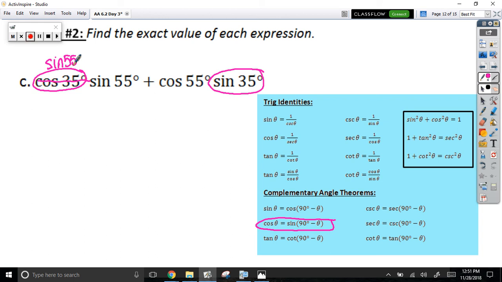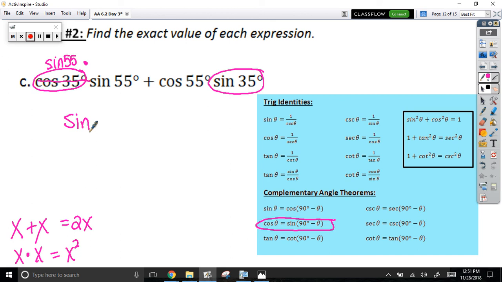What do you think I'll get when I multiply? Because these are being multiplied. Sine 55 times sine 55. Yes. Now, make sure you don't think it's 2. Think back to algebra. X plus x is 2x. But x times x is x squared. So think about these like variables. Sine 55 times sine 55 will be sine squared.